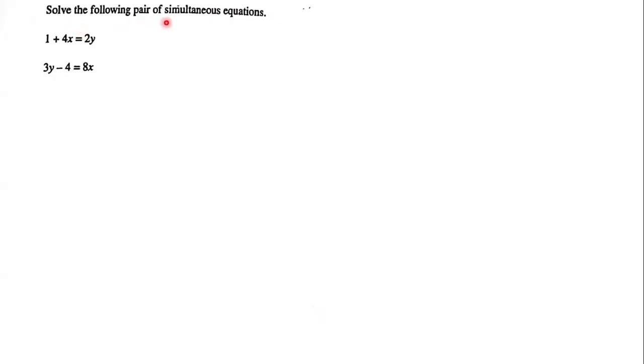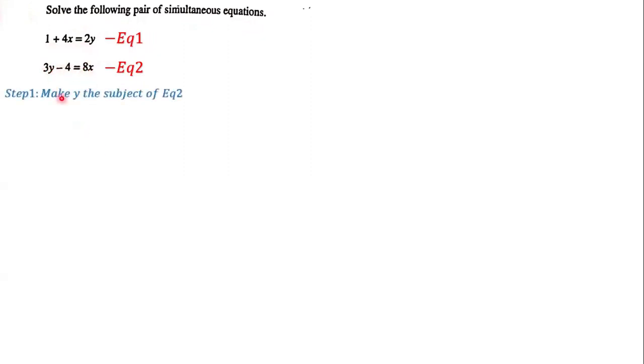Solve the following pair of simultaneous equations. Notice that we have 1 plus 4x is equal to 2y, and we have 3y minus 4 is equal to 8x. Here we have equation 1, and then here we have equation 2. So we label this one equation 1, and we label this one equation 2.